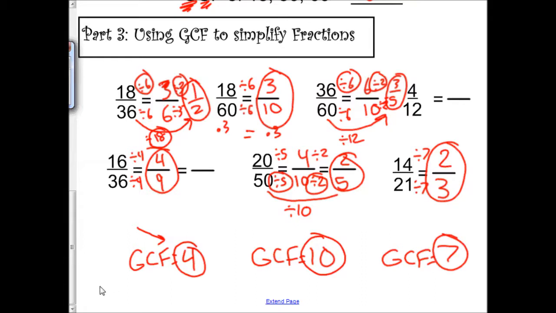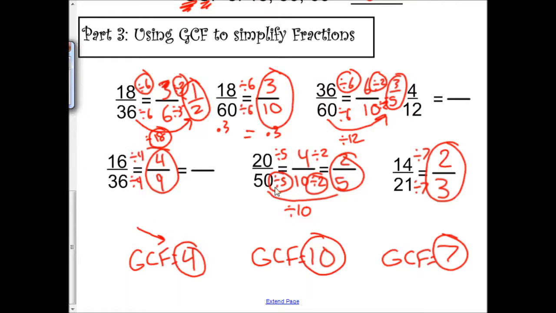All right, let's just check your answers quick before we wrap up for today. So for 16 and 36, I tried dividing the top and bottom by 4. So 16 divided by 4 was 4, 36 divided by 4 was 9. 4 and 9 have no more common factors, so I know that I am done, and this is in simplest form. That's what we call it, simplest form. So I divided the top and bottom by 4, so my GCF is 4.